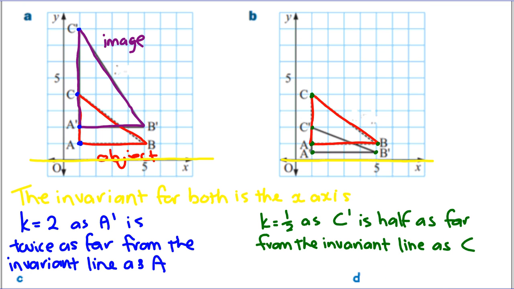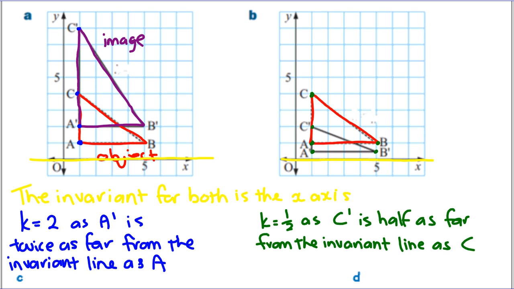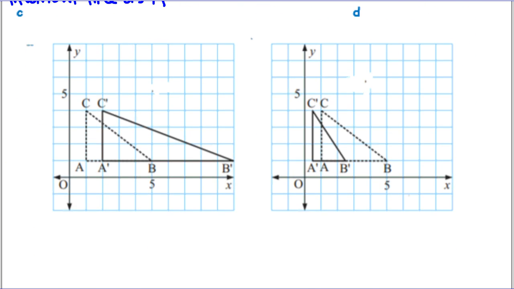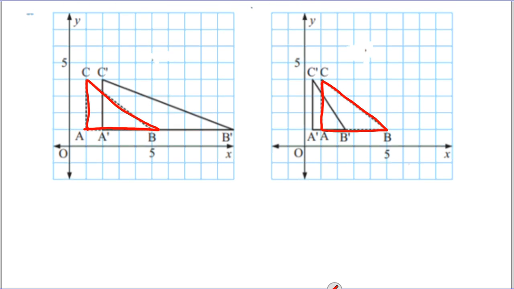So the ones above had horizontal invariant lines because they stretched vertically. Whereas these ones, let's see what the object is. Let's mark in the object, A, B, C. Similarly, let's mark in the object on the other one, A, B, C. You can see that they're stretching sideways instead. So when they're stretching sideways, the invariant line is vertical. It's stretching sideways away from the invariant line.